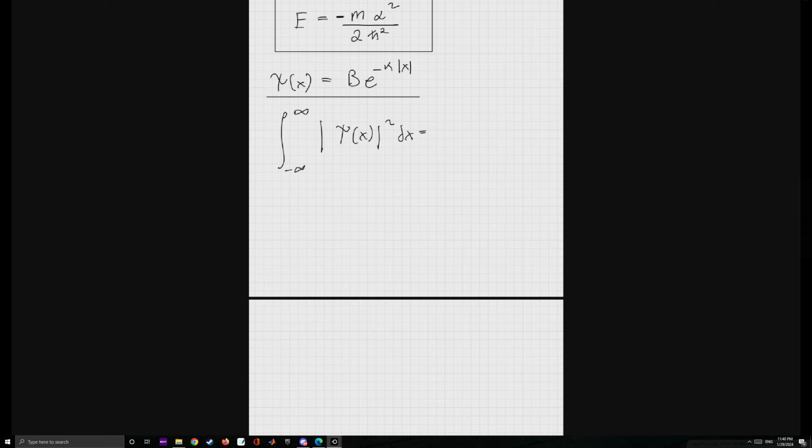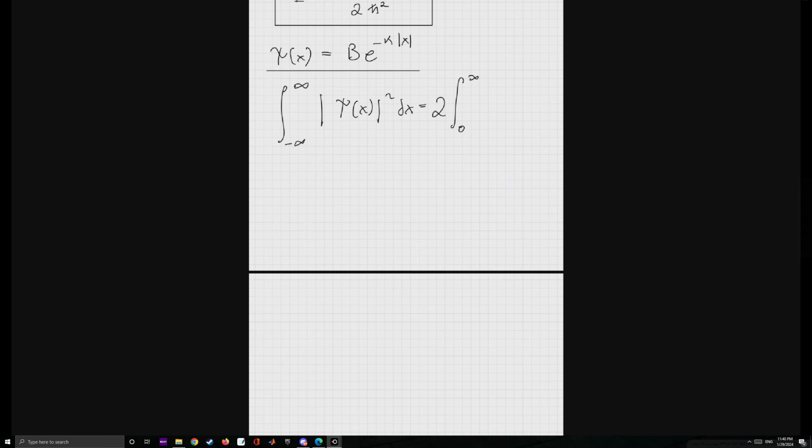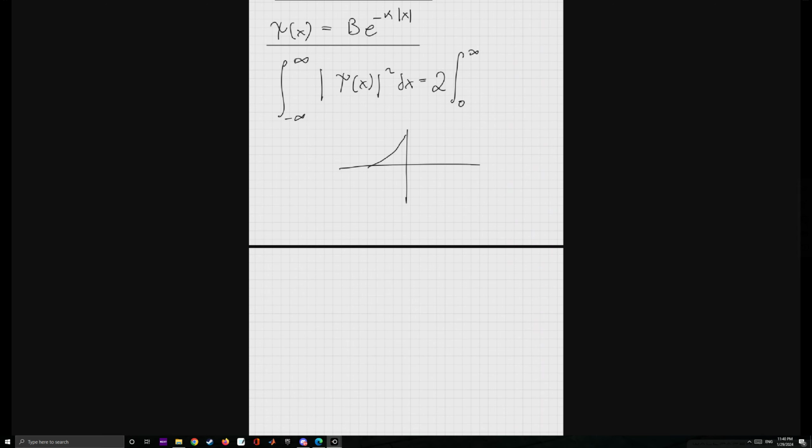Which in my case equals, well, I'm going to have e to the negative 2kx. To make it easier for me, I'm just going to divide this integral. I'm just going to say 2 times the integral from 0 to infinity, because it's symmetric along the x-axis. It's the same exact thing. If I integrate, this is how the wave function looks. I can simply integrate this part and then multiply by 2 because it's symmetric. This and this are the same thing, so I'll just do that.